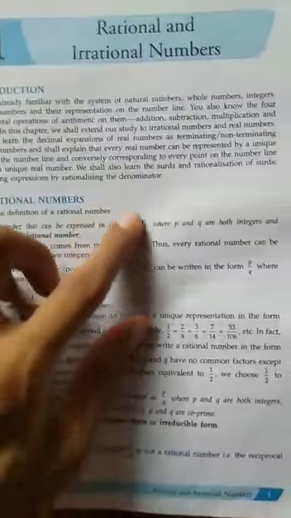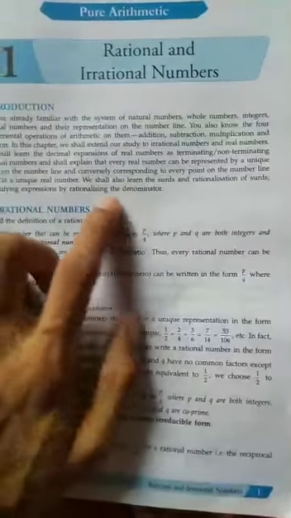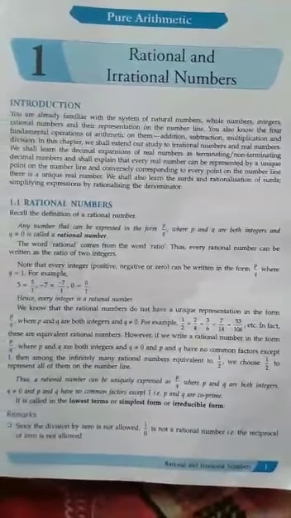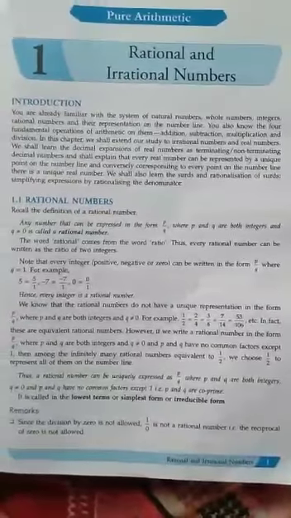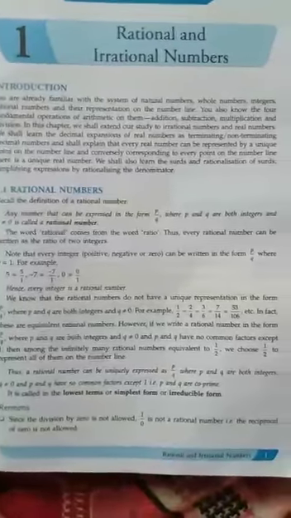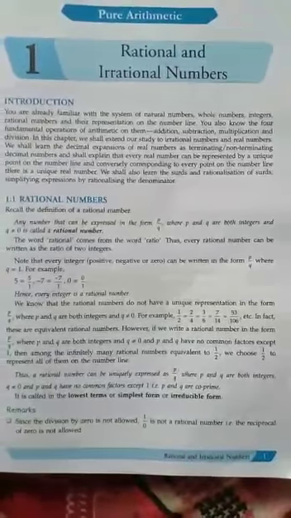We know that if the denominator is 0, then ultimately the number will be not defined, is not it? So if q equals 0, then the total number, that means p by 0, is not a rational number. We know that it is not defined. So the second condition is that q not equal to 0.